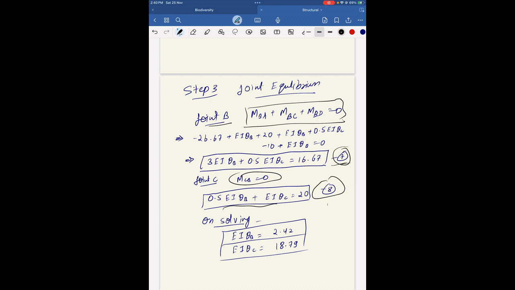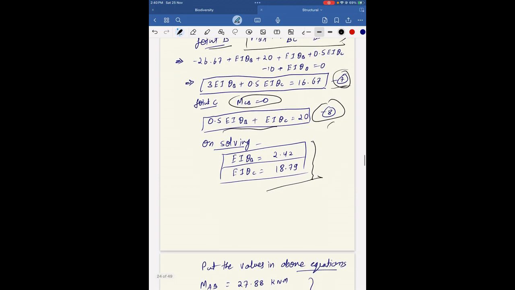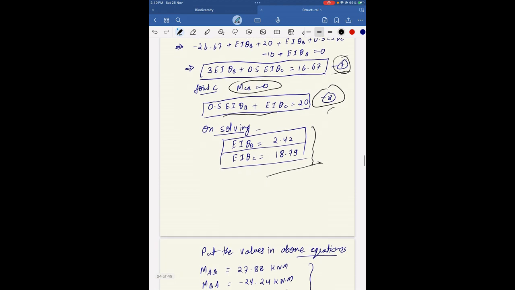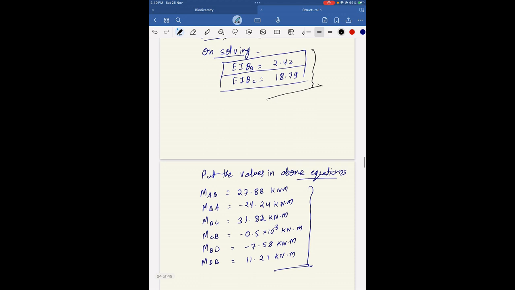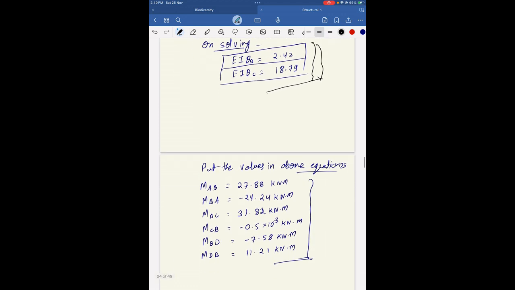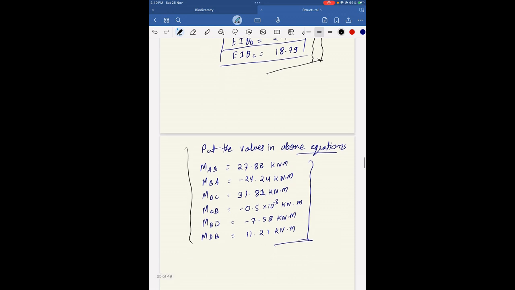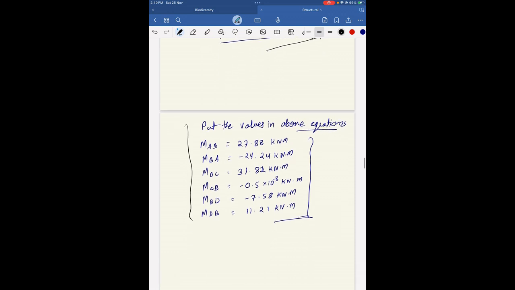Upon solving equation 7 and equation 8, we get theta B and theta C as 2.42 and 18.79. Upon putting this theta B and theta C in the above equation, we get the bending moment at each joint.